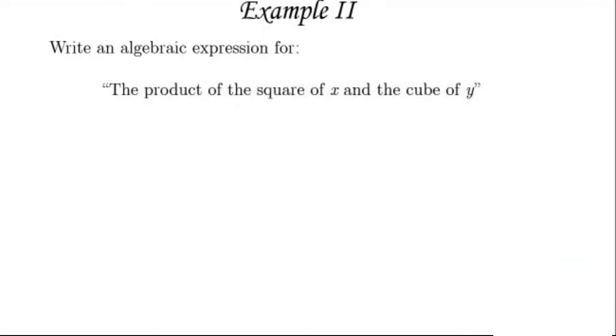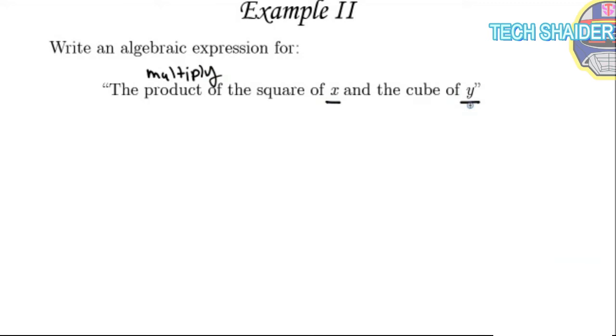The second example involves another algebraic expression, but this time with a product, so multiplication. The product of the square of x and the cube of y. So product is telling me that I'm going to multiply. And I'm multiplying two things, the square of x, so a variable, and the cube of y.